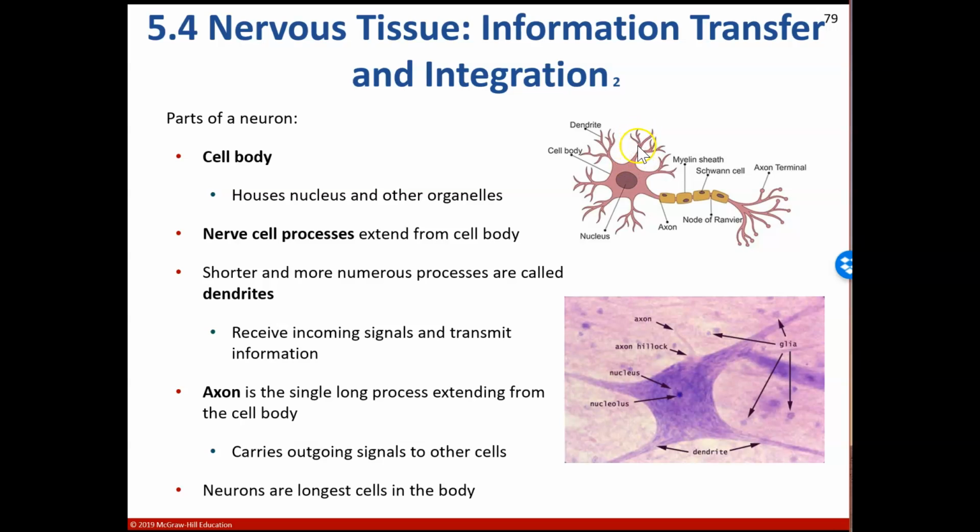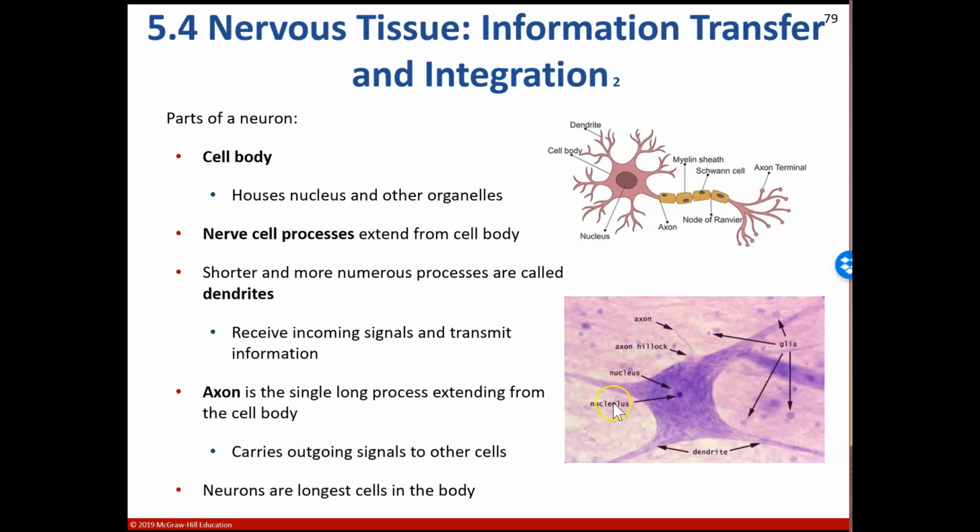We're going to have short and numerous processes here called your dendrites. They're going to receive any incoming signals and then transmit that information down to the axon. And our axon is going to be a single long process that extends from the cell body out to carry the signals to other cells. So eventually we'll reach that information here to the axon terminal and pass it on. And neurons are going to be the longest cells in the body.